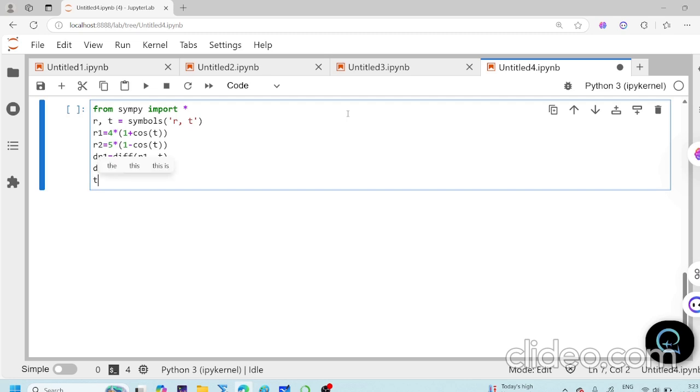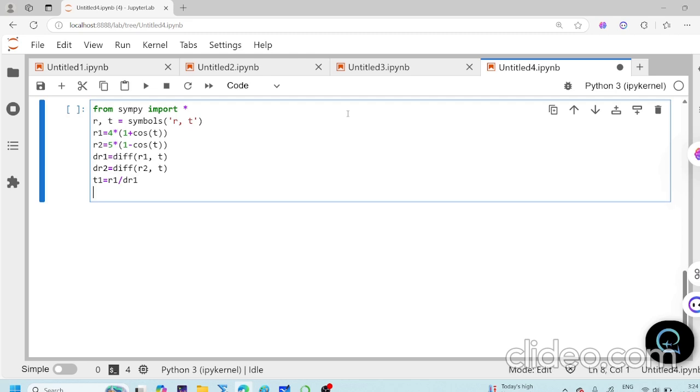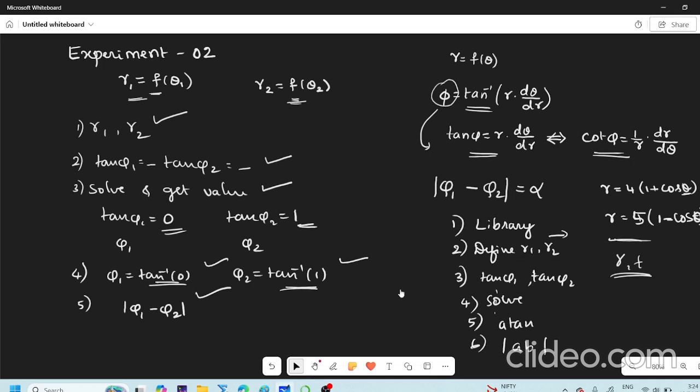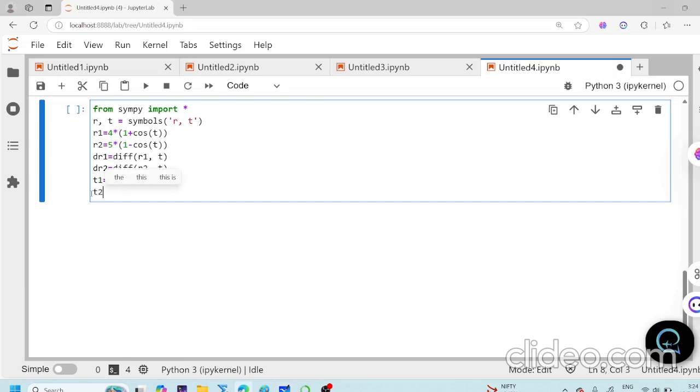Next, let me use one more symbol, t1 equal to r1 divided by dr1. So t1 is nothing but tan phi 1. Shortly, I'm writing t1. This is the formula I'm going to use: tan phi equals r divided by dr by dt. Similarly, t2 equal to r2 divided by dr2.